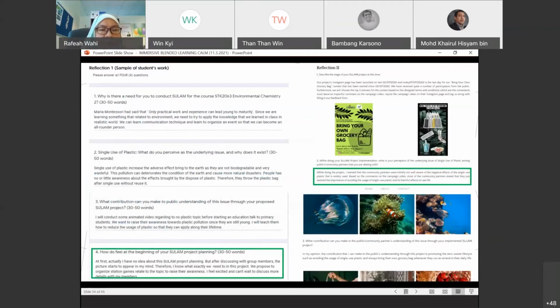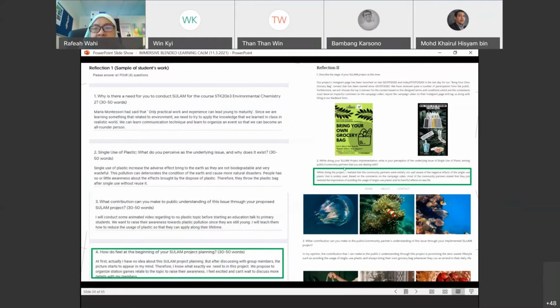How do you feel at the beginning of your SULAM project planning? At first, actually, I have no idea. This is some of the feedback from students. At first, actually, I have no idea about the SULAM project planning. But after discussing with group members, the picture starts to appear in my mind. Therefore, I know what exactly we need to do in this project. We propose to organize station games related to the topic to raise their awareness. I feel excited and can't wait to discuss more details with my members.